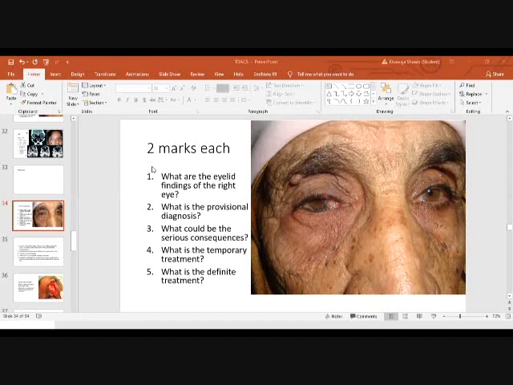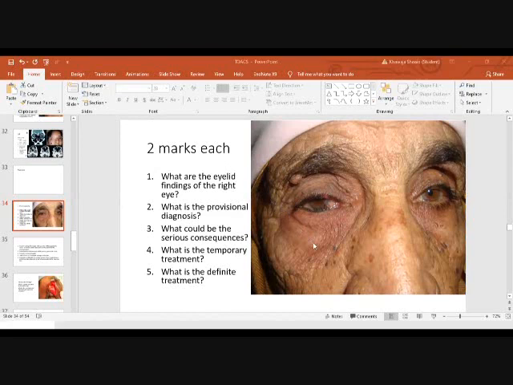Taping of the lid, sir. And lubricants. Lubricants, good. Bandage contact lens. Excellent. So lubricating eye drops, bandage contact lens, and taping of the eyelid. Okay.